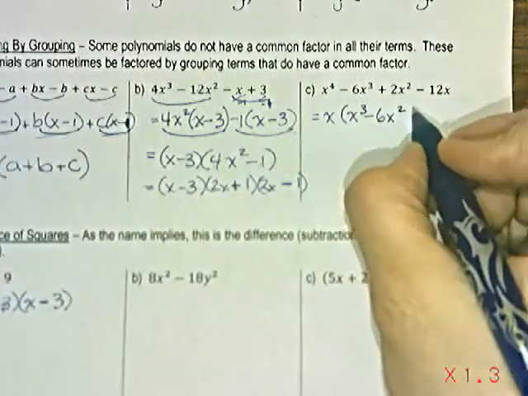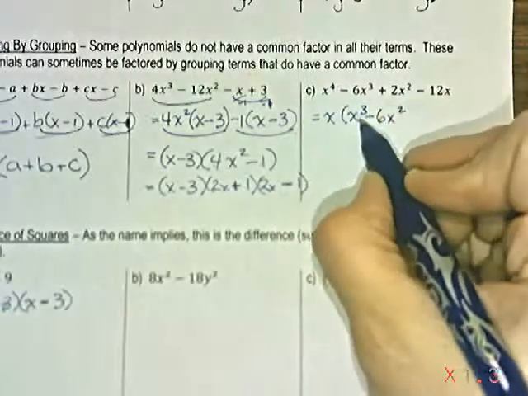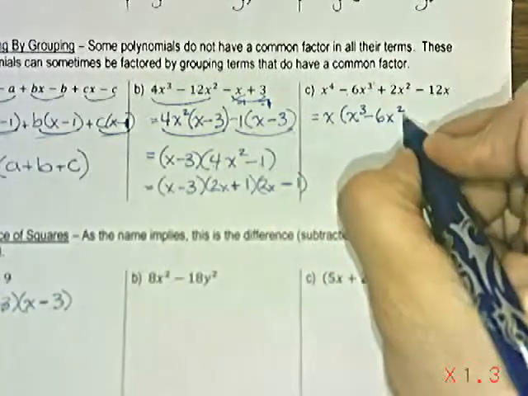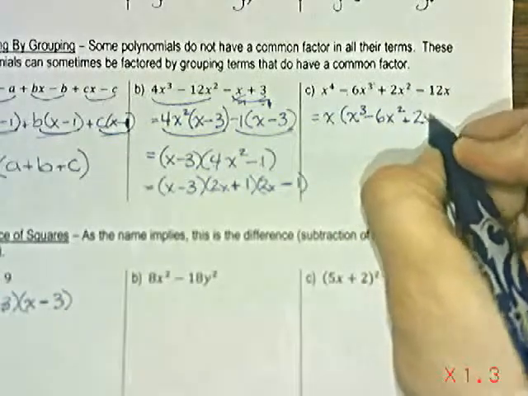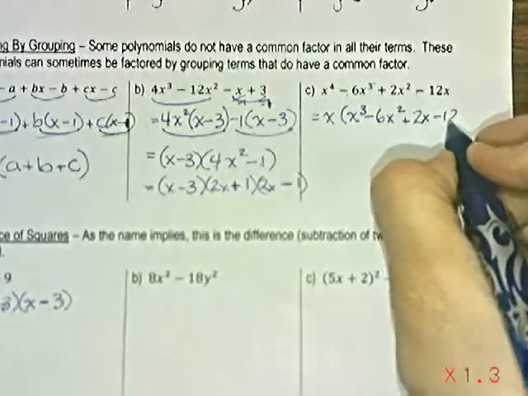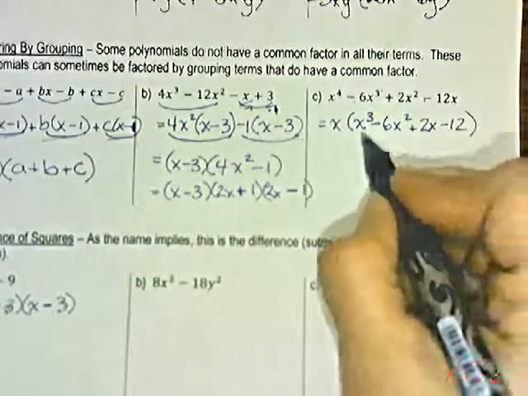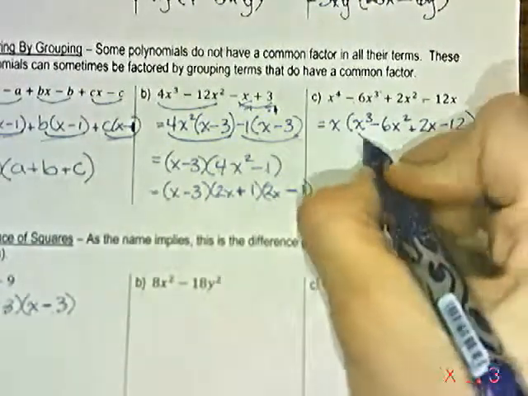If I divide that x out of each term, divided out of here, I would just be left with an x cubed. Divided out of here, I would have a negative 6x squared. Out of here, 2x minus, and if I divide the x out of there, I'm just left with a constant. Now we have a cubic polynomial that can be factored by grouping.